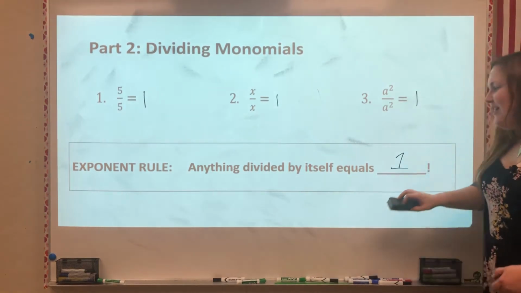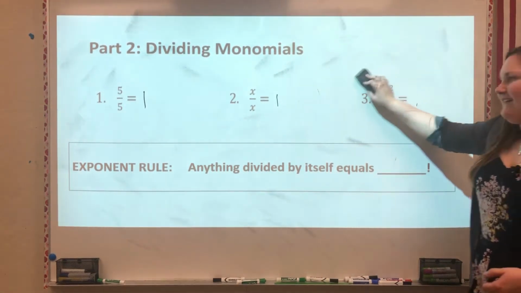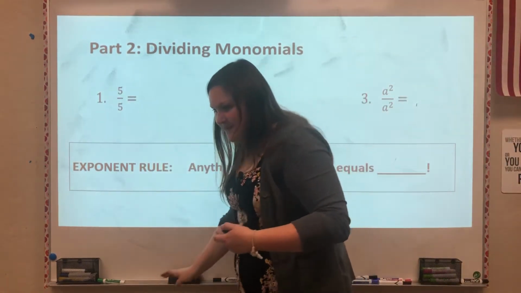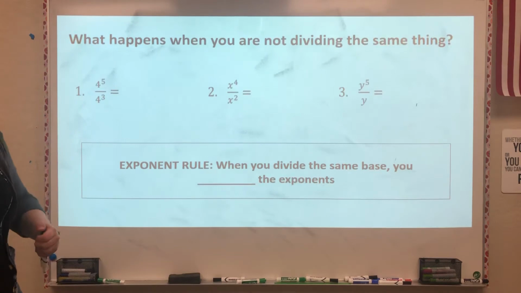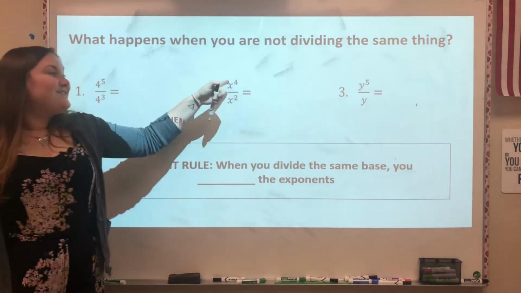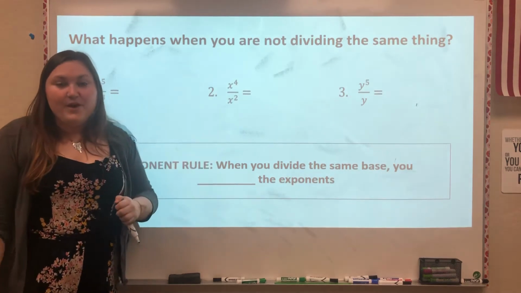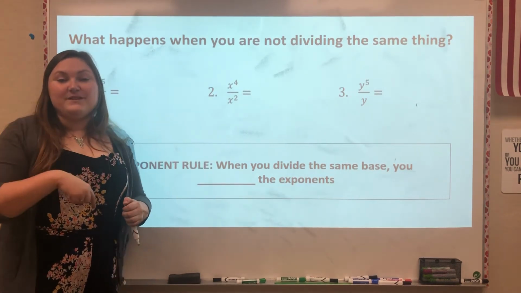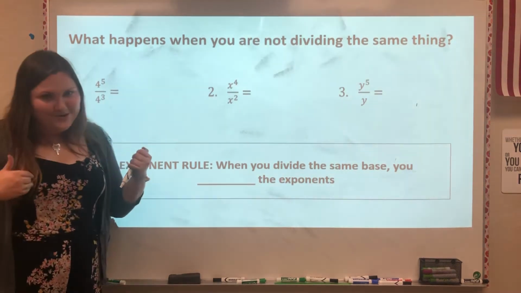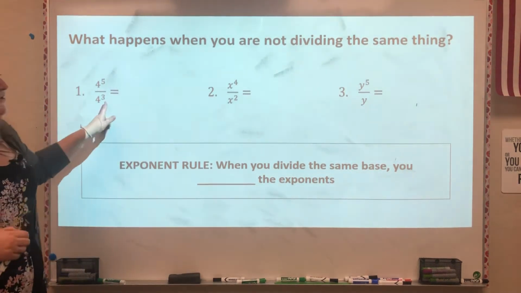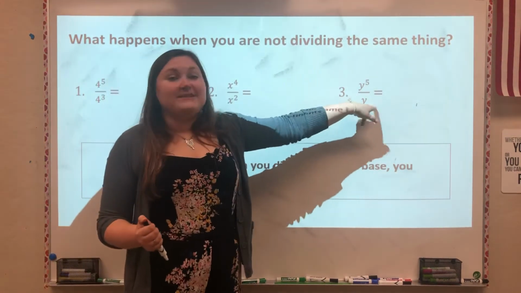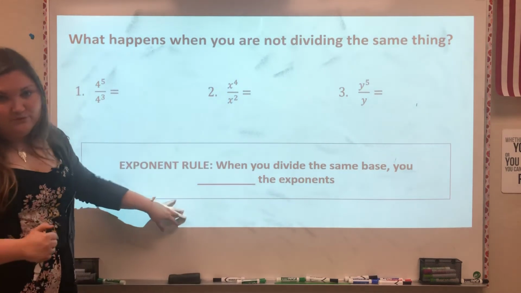Well, this is great and all, but what if you're not dividing the same thing? All of these division problems, I was dividing the same thing. What if I'm dividing different things? Like 4 to the 5th power divided by 4 cubed, or x to the 4th power divided by x squared. Well, similarly to what we did with the multiplying exponent rule, there's a rule to do these problems, but I'm not going to tell you. Instead, we're going to do the first two, see if we notice a pattern, and then use this third one to confirm our pattern to come up with that rule.